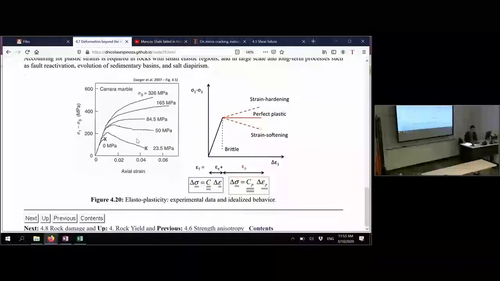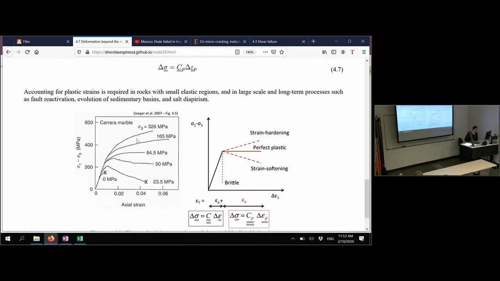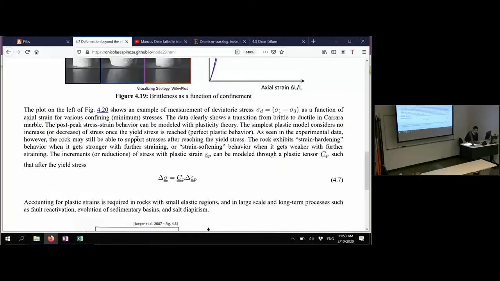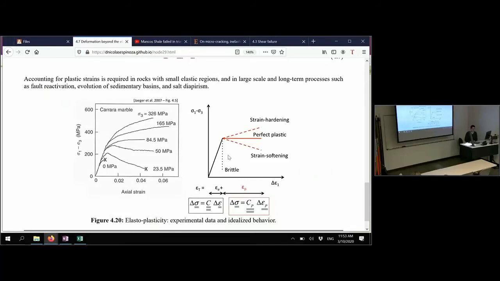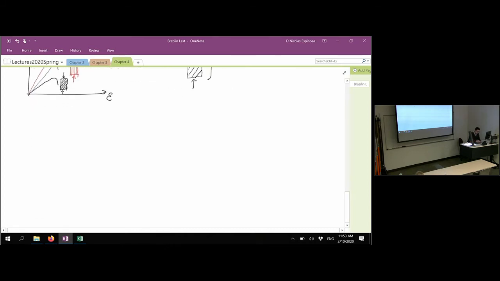Can you think about any other example that could make a rock more ductile? What about in shales, in unconventionals? Do you think about any factor that could make the rock more ductile? And I'm going to write this because it looks like I don't have it in my notes and I need to add it.